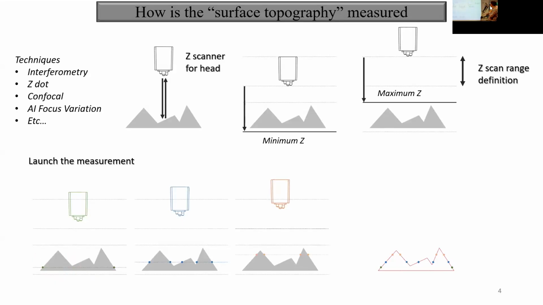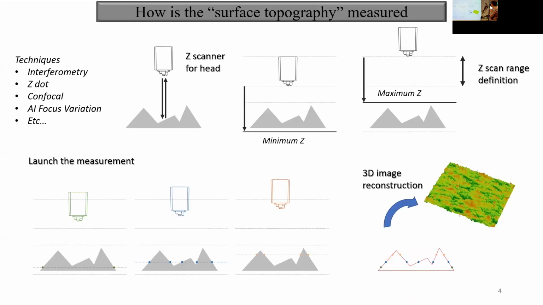So with all this collection of data, the software makes a profile, and if you collect many profiles in 2D, you collect a 3D image, and the software reconstructs this surface. So this is the operational mode for most of the equipment.